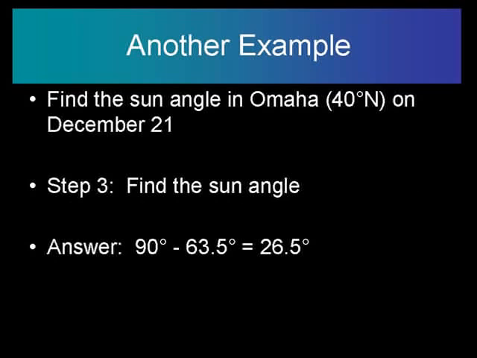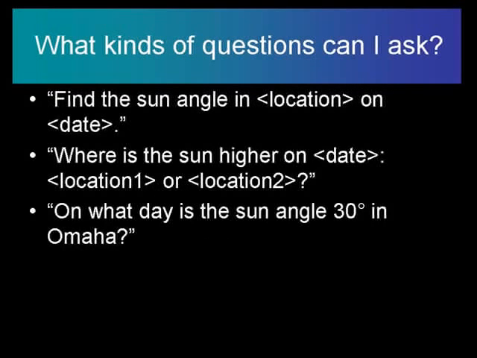Finally, step 3, find the sun angle. It's 90 degrees minus that distance that we just computed. 90 minus 63.5 degrees is 26.5 degrees. Okay.